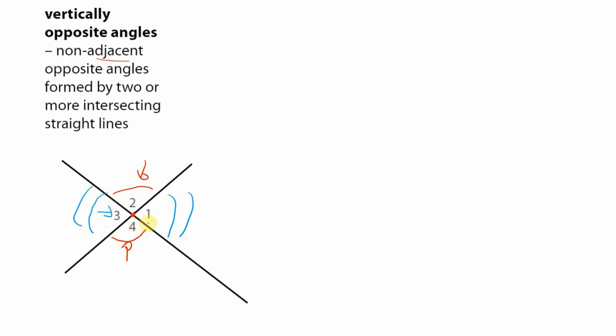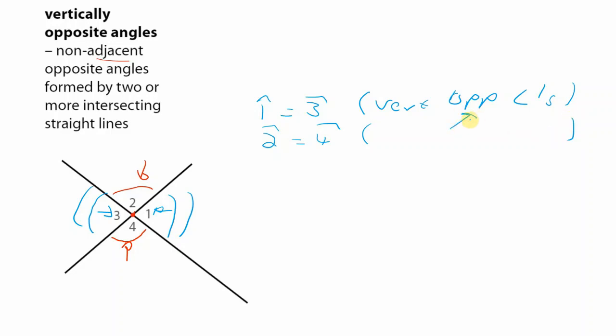They are staring at each other. They are not next to each other, so they are not adjacent. They are non-adjacent, so 3 and 1 will be equal. So angle 1 equals angle 3. The reason, and this is an acceptable abbreviation, is vertical opposite angles. Okay, so vertical opposite angles are equal. Similarly, angle 2 equals angle 4. Same reason, vertical opposite angles.